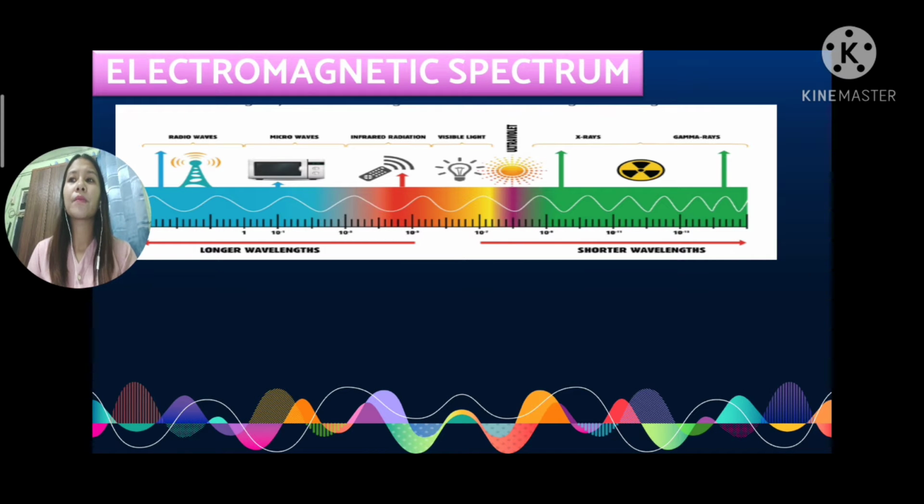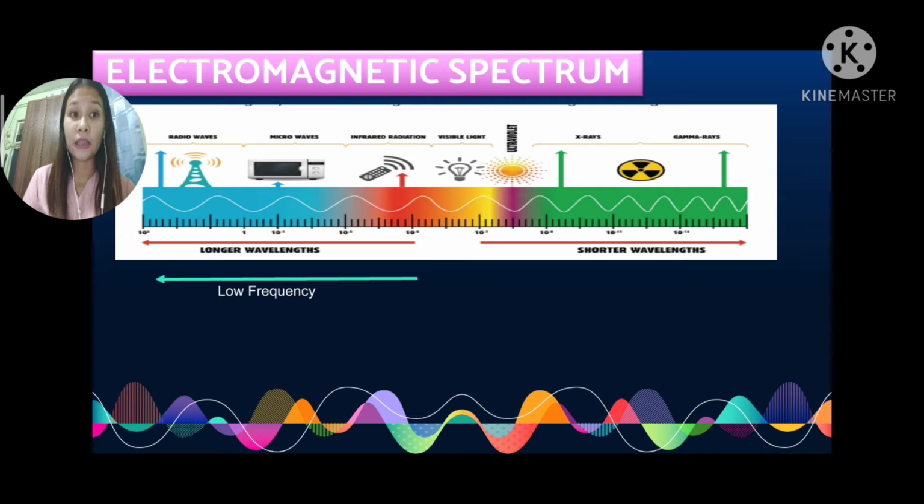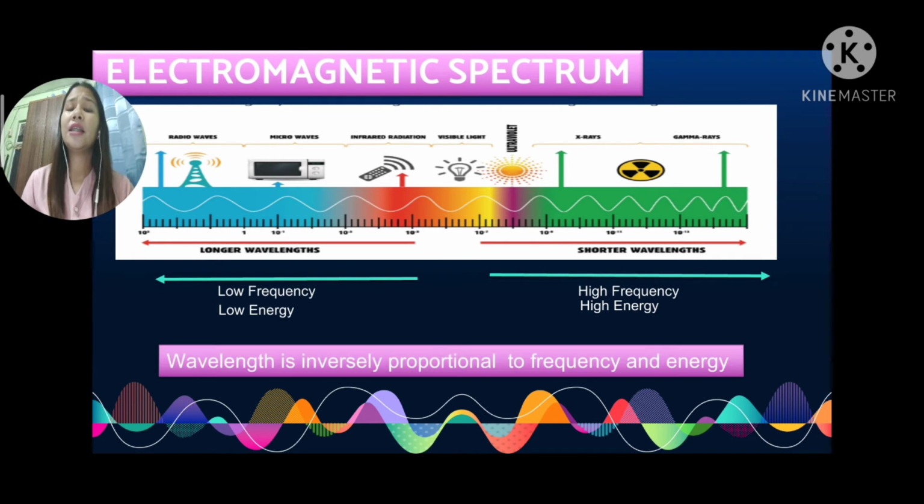Because electromagnetic waves travel at the same speed, if the frequency of a wave changes, the wavelength also changes. Thus, the longer the wavelength, the lower the frequency. The shorter the wavelength, the higher the frequency. With a low frequency, it has low energy. With a high frequency, it has high energy. Thus, wavelength is inversely proportional to frequency and energy.